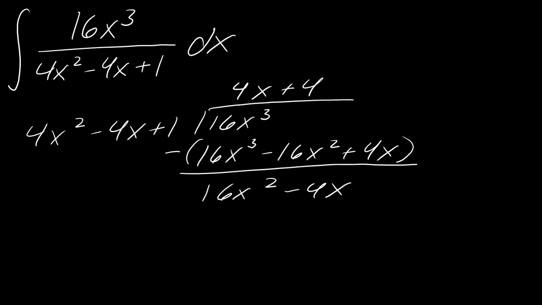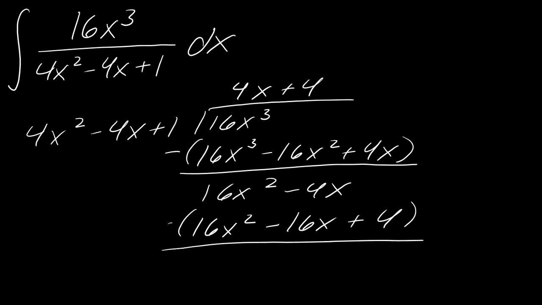So repeat the process. Multiply 4 times this whole thing here. So this is 16x squared minus 16x plus 4. I'm going to subtract off this whole result. Don't forget about how the negatives play. So this becomes positive 16 minus 4, so this is 12x minus 4. Now you can't multiply anything by 4x squared to get to this, so now this is the remainder.